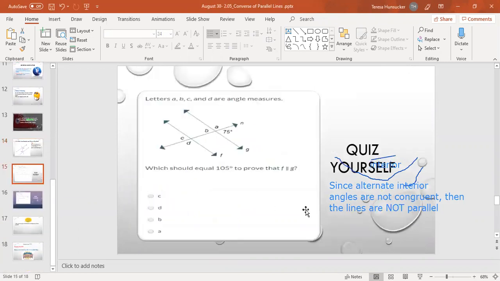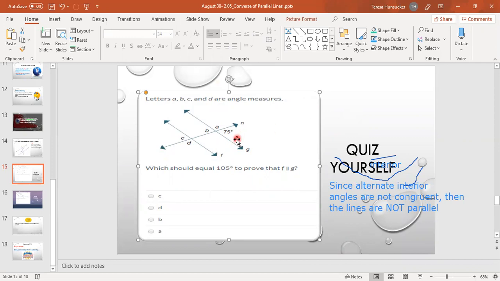Okay, last question. Letters A, B, C, and D are angle measures. And I want you to notice we are given one angle measure of 75 degrees. What other angle should equal 105 degrees to prove that F is parallel to G? So this lesson's all about proving lines parallel. Remember, we can prove lines parallel by showing alternate interior angles congruent, same side interior supplementary, same side exterior supplementary, corresponding angles congruent.